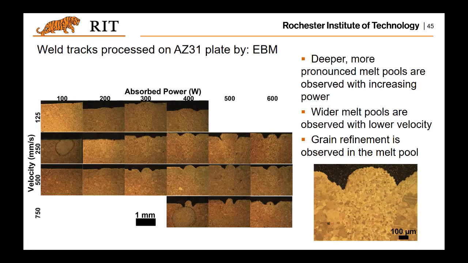And also there will be a grain refinement in the melting pool if the power is larger and the velocity is lower, right? But on the other hand, there will be more energy consumed with a larger power and a lower velocity for the process.